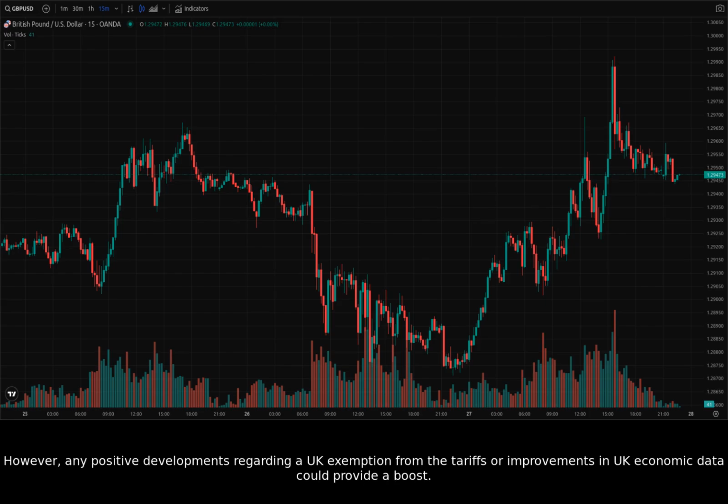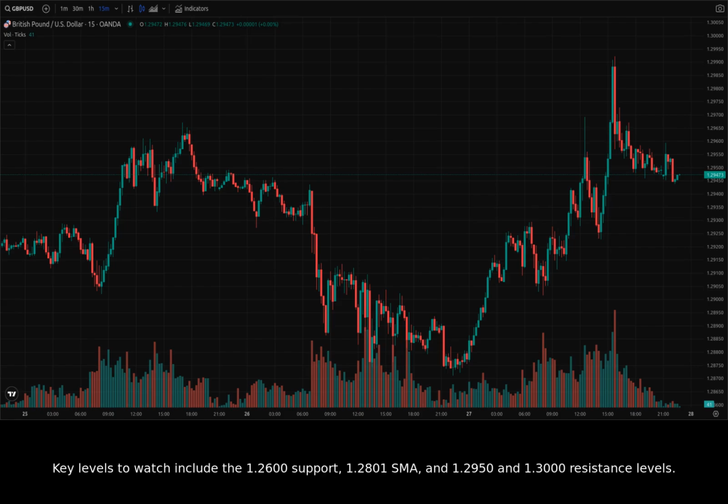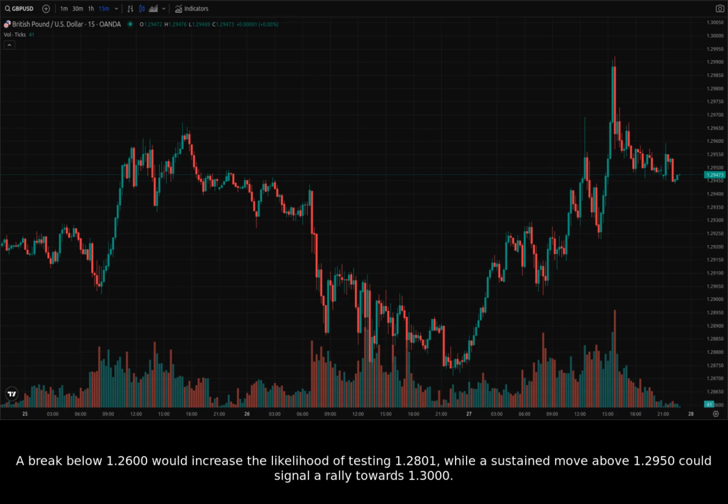However, any positive developments regarding a UK exemption from the tariffs or improvements in UK economic data could provide a boost. Key levels to watch include the 1.2600 support, 1.2801 SMA, and 1.2950 and 1.3000 resistance levels. A break below 1.2600 would increase the likelihood of testing 1.2801, while a sustained move above 1.2950 could signal a rally towards 1.3000.